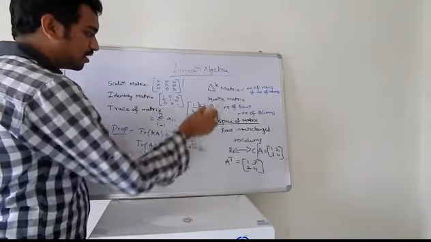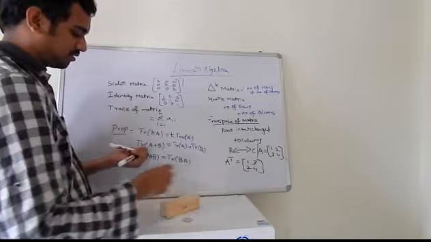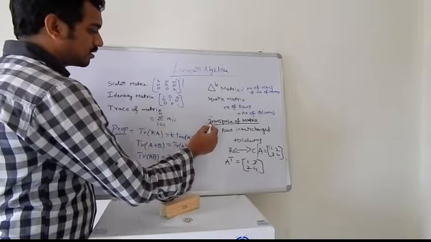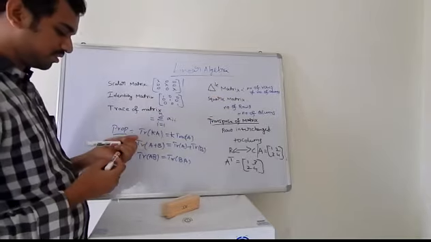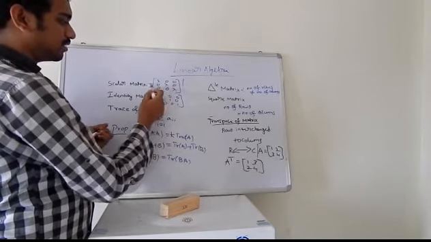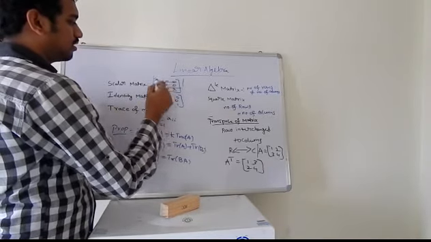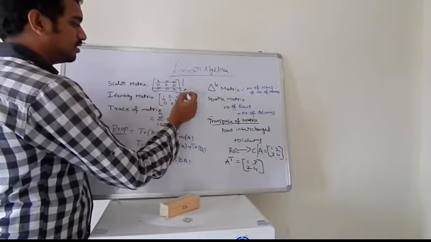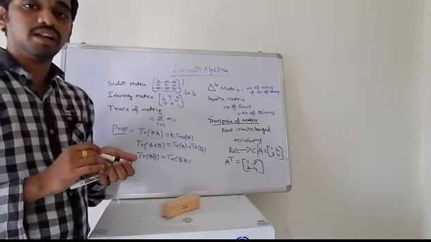Whereas coming to the square matrix, the number of rows is exactly equal to the number of columns. For example, consider this matrix. In this we have totally 3 rows and 3 columns. That is, this is a 3 by 3 matrix. So the number of rows is exactly equal to the number of columns.